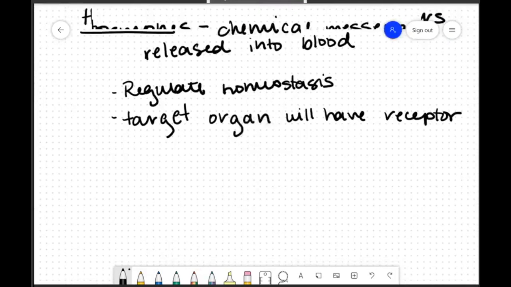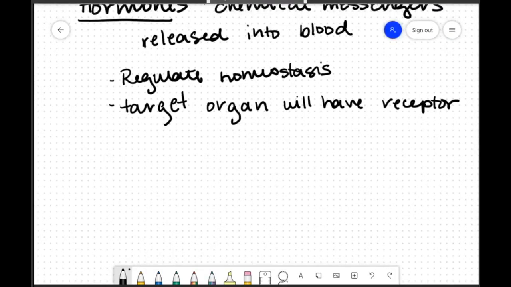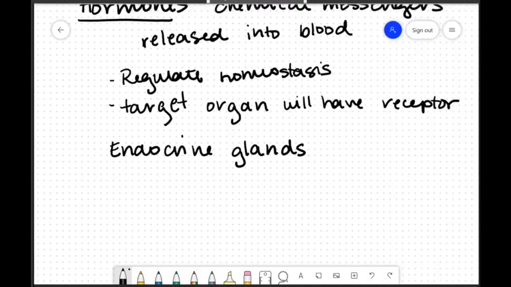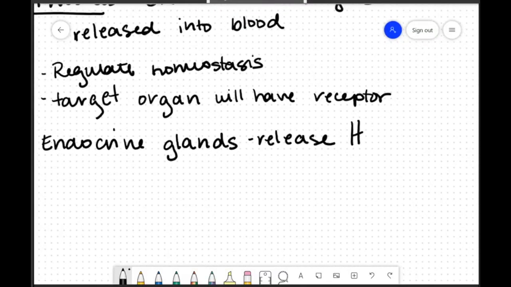When we're talking about hormones, we're also talking about the world of the endocrine system and endocrine glands in particular. Endocrine glands are glands in the body that release a hormone, and I'm just going to use a big H as shorthand for hormone. They release the hormone directly into the blood.